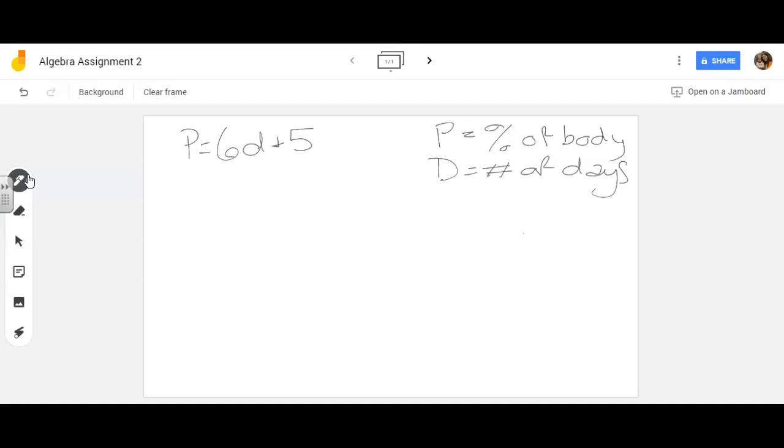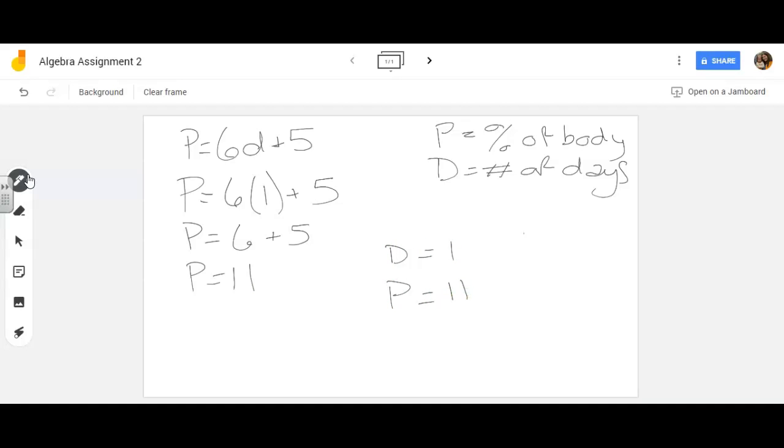All right. So we're trying to find P. That's our variable. So let's look for the percent of the body affected on the first day. Okay, D in this case would equal 1. So the percent of the body affected on the first day can be represented by this formula. So let's just solve it. P equals 6 plus 5. P equals 11. So on the first day, when D equals 1, P equals 11.